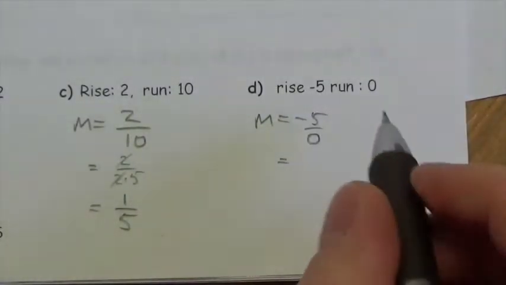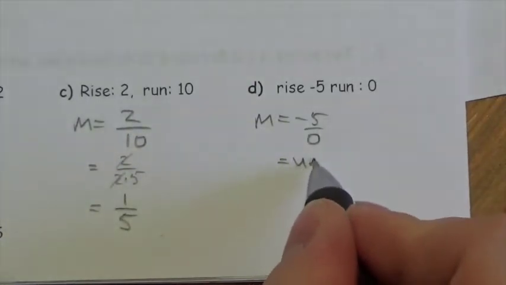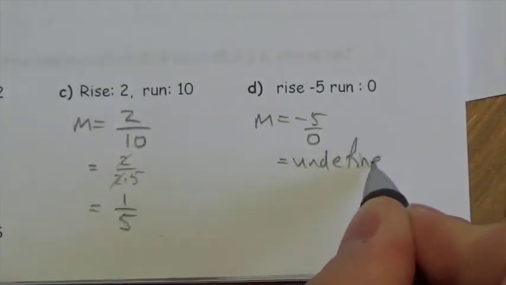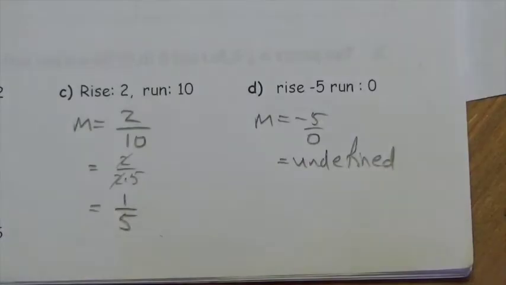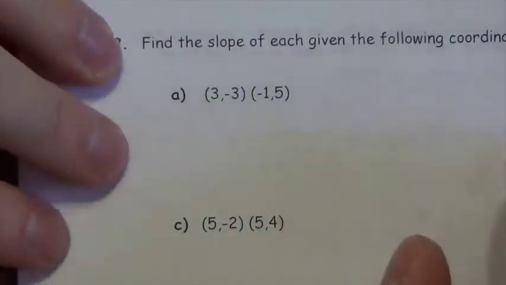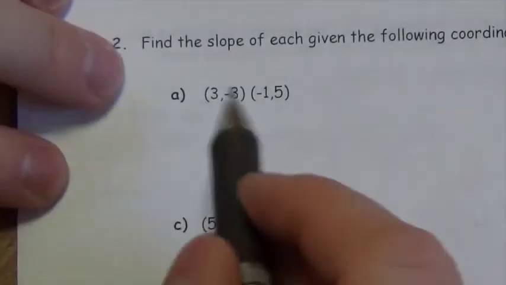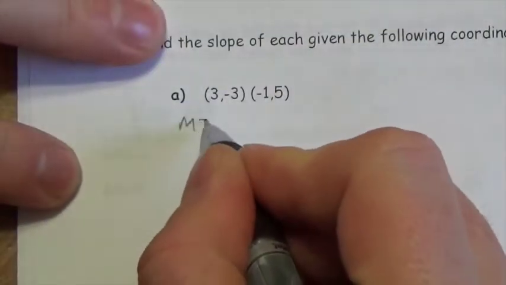Well, it doesn't really matter what's up there. As soon as we start dividing by 0, this is undefined. Okay, so what we've got here is a vertical line. All right, now in these questions here, what we're going to do is find the slope using our slope formula. And I'm going to be really consistent.